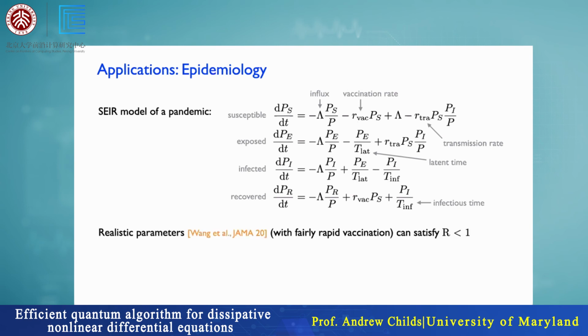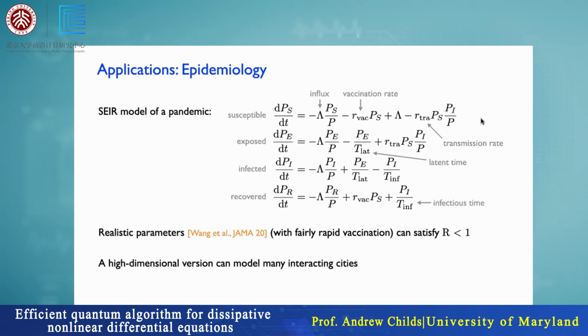If you look in the literature, there are places where this kind of model has been used to study the dynamics of actual pandemics. This is a paper published very recently about the COVID-19 pandemic. If you look at realistic parameters, and maybe assume that the vaccination happens a little bit faster than it is happening in practice, but consider parameters that are not totally unreasonable, then you can be in a regime where this parameter R is less than 1. I'm mentioning this to say that this assumption, that the dynamics are nonlinear but only weakly nonlinear, can arise in a realistic situation.